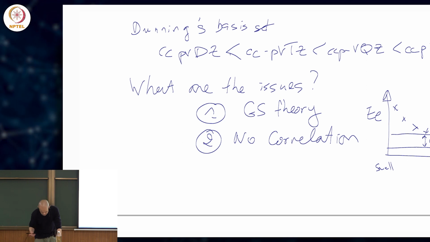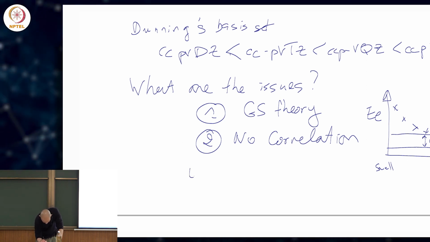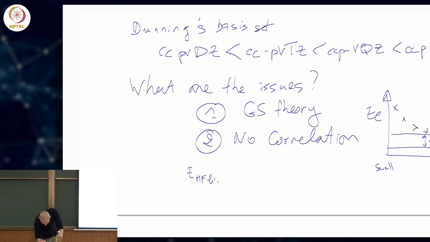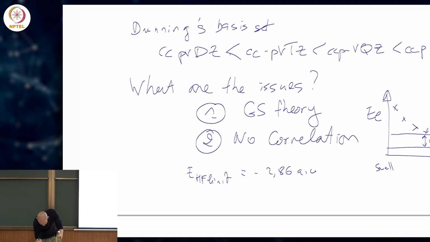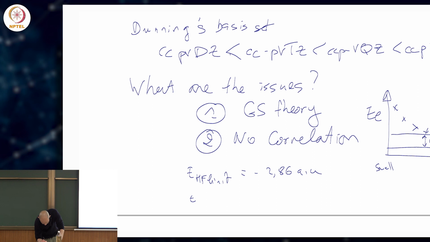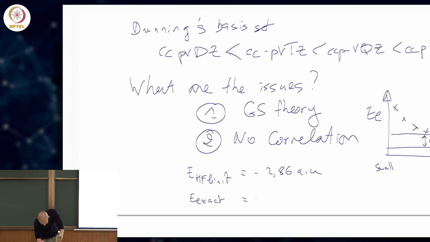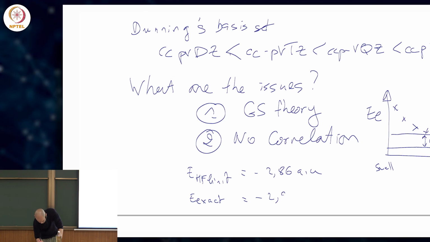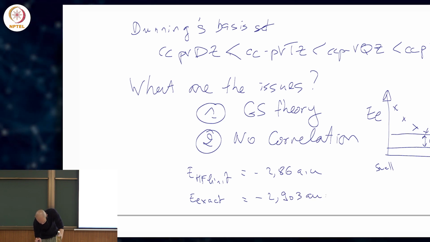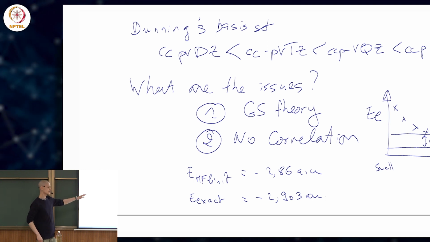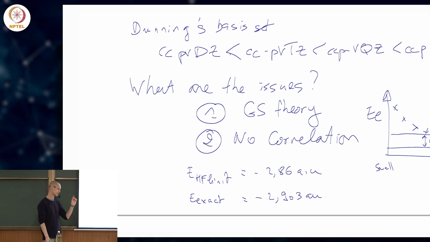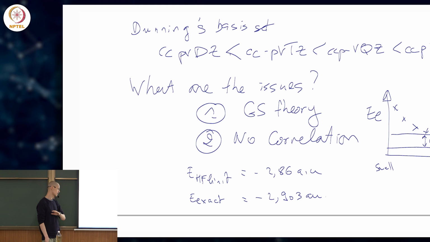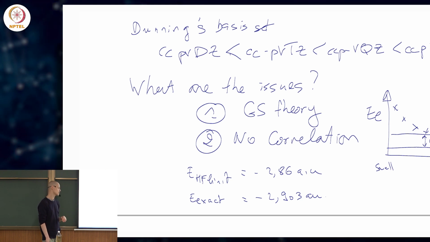So the energy in the Hartree-Fock limit of helium is minus 2.86 atomic units. And the exact energy is minus 2.903, I think, something like that. So this difference here, that's the correlation energy. And you can do whatever you want: if your wave function is described as a single determinant, you never go below minus 2.86. You never reach minus 2.9.